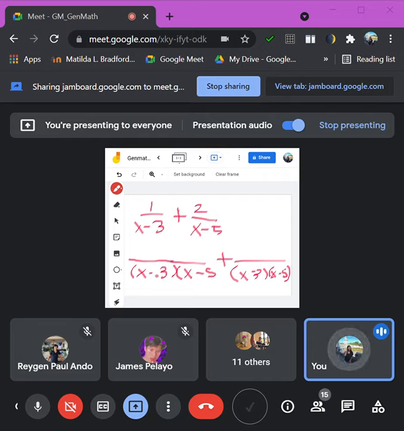For this one, x minus 3 times, we divide, so this cancels, and then x minus 5 times 1 is x minus 5. And next, on the other side, this one cancels too.